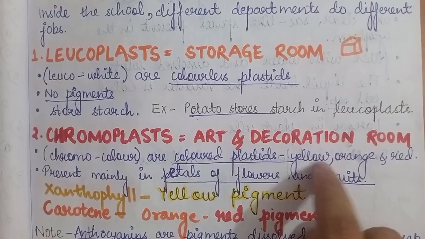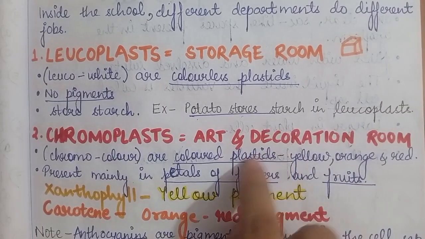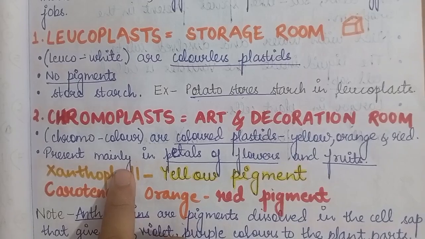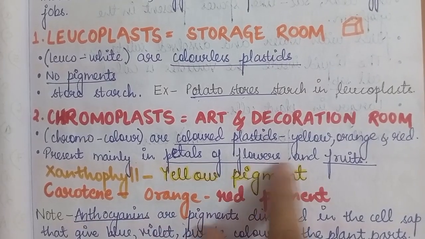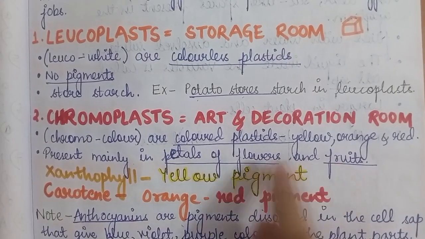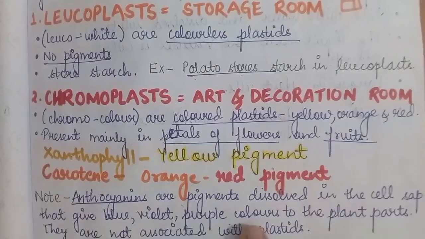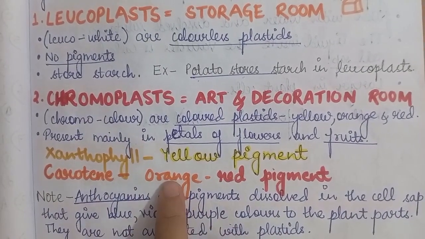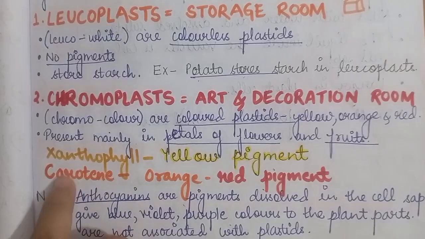They have pigments which are responsible for these different colors. They are present mainly in petals of flowers and fruits, because in these parts we see different colors. The yellow pigment is called xanthophyll, and the orange-red pigment is called carotene.